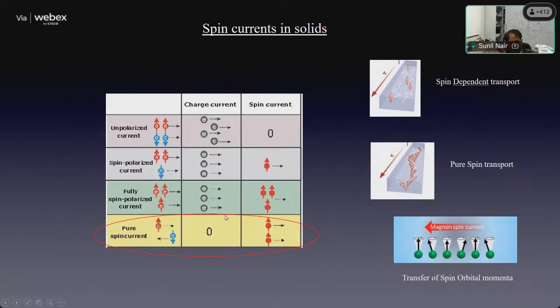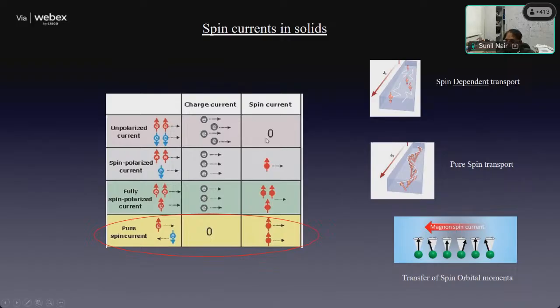Which means that since there are no free electrons to carry your perturbation, there is no effective charge transfer across the solid. So your charge current is zero. However, you can still have the spin degree of freedom being transported across your solid. And so you have a finite spin current in the absence of charge current. And that happens because perturbations like heat or many other perturbations can also be carried by magnons, which are quanta of spin excitations. Okay, so this is known as pure spin transport.